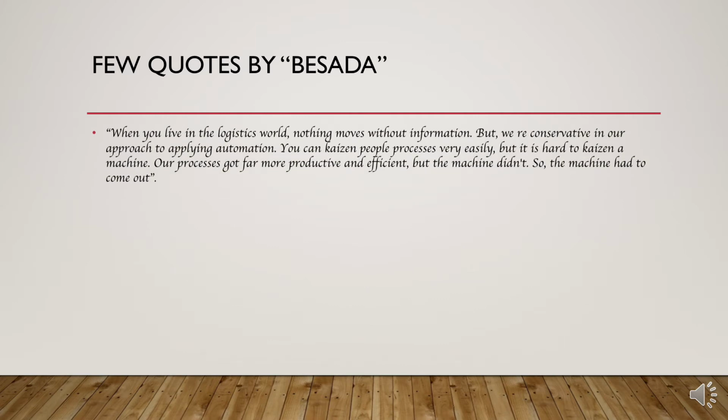So let's see a few quotes of Bisada. When you live in the logistics world, nothing moves without information, but we are conservative in our approach to applying automation. Your Kaizen people process very easily, but it is hard to Kaizen a machine. Our process got far more productive and efficient, but the machine didn't. So the machine had to come out.